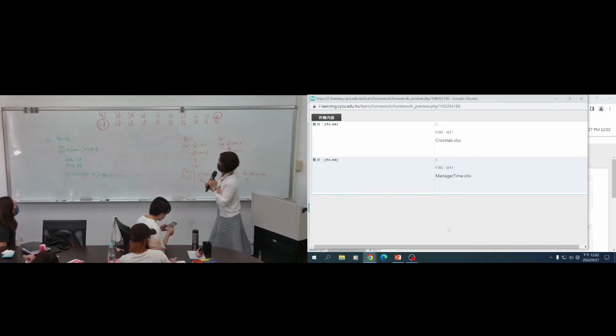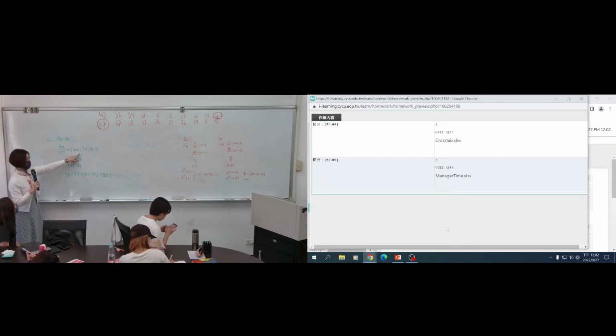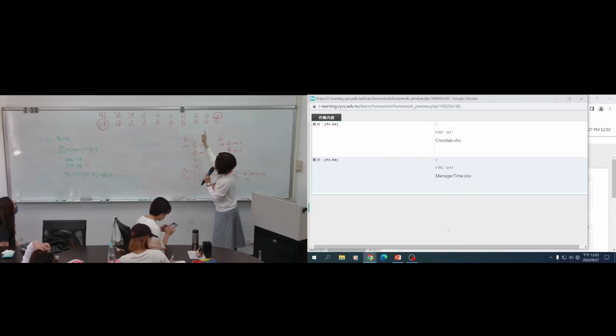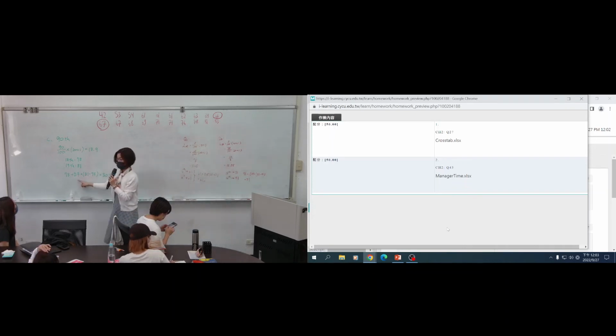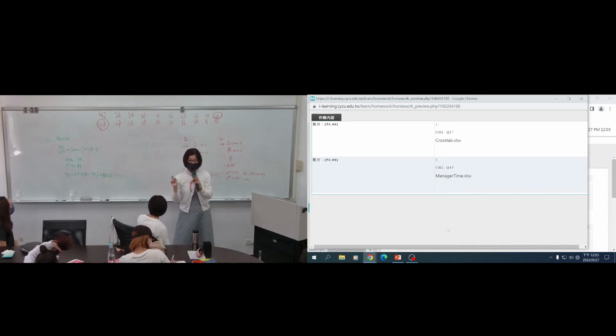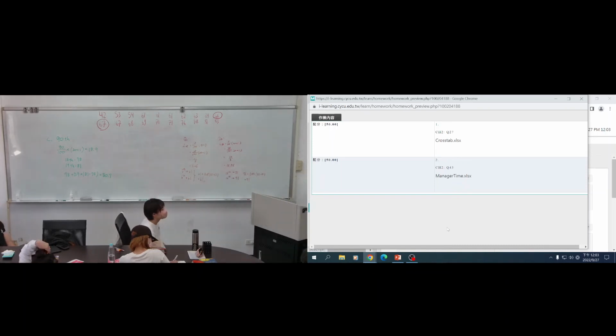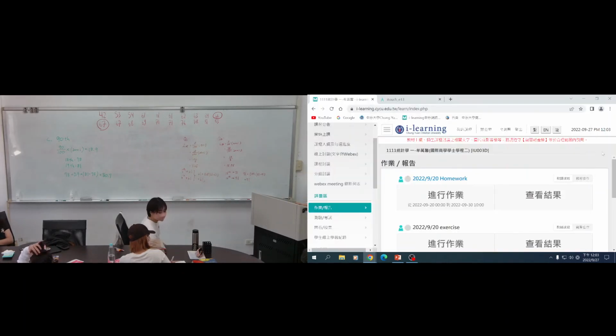Then Cai takes care of part C, the 90th percentile. 90 over 100 multiplied by 21, which is 18.9. The 18th value is 78, the 19th is 81. The difference between these two is 3. Multiply by 0.9 and add it to 78, which is 80.7. Questions?